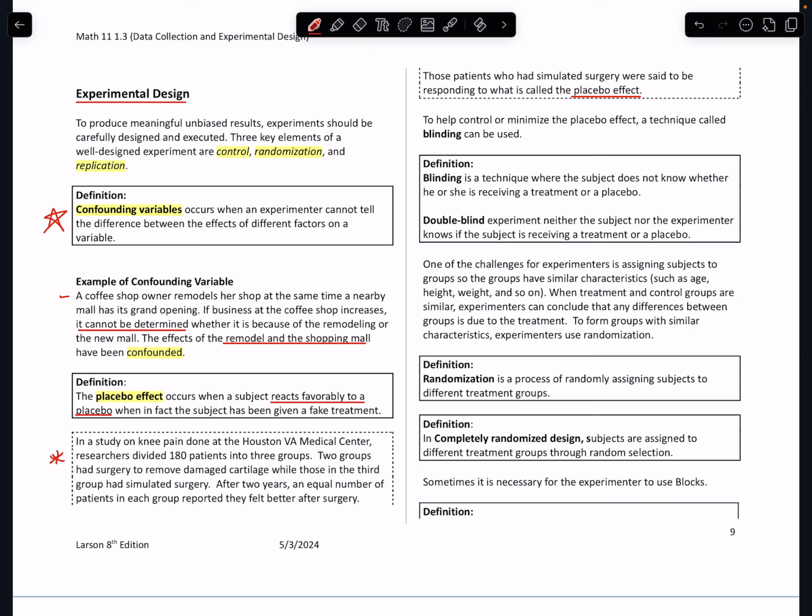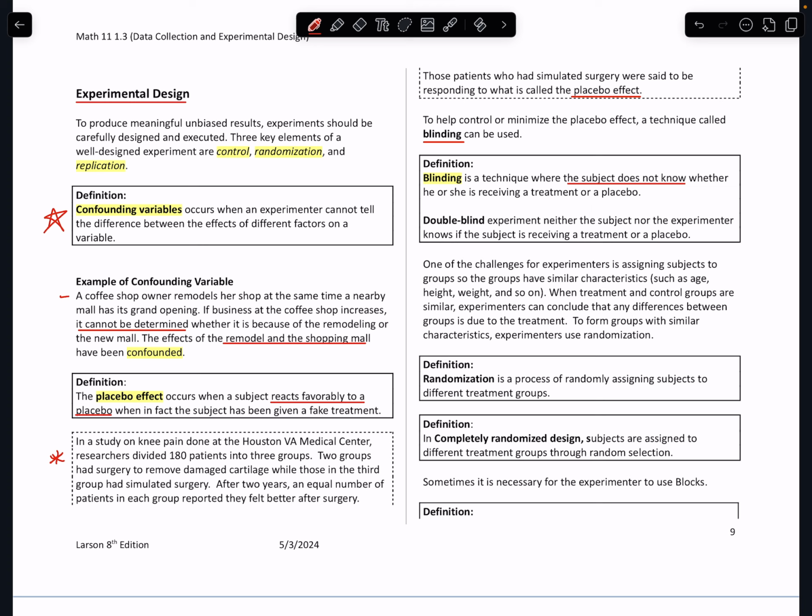So to help control or minimize this, what we want to do is use a technique called blinding. Just like it sounds, I'm covering your eyes. You cannot see. It's a technique where the subject does not know whether he or she is receiving the treatment or the placebo. If I'm giving that new energy drink to see if people respond, they don't know if they have the energy drink or plain coconut water. They're just getting a bottle of unmarked liquid. So they have no idea; the subject, the person drinking it, is blind.